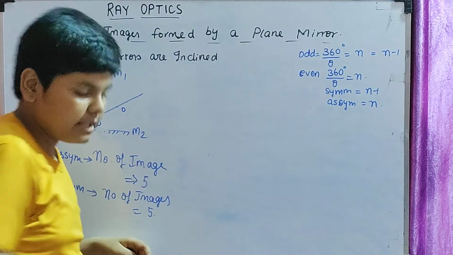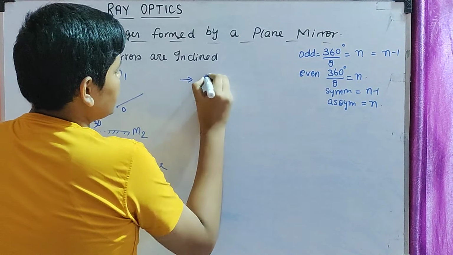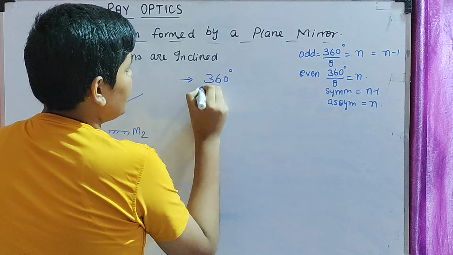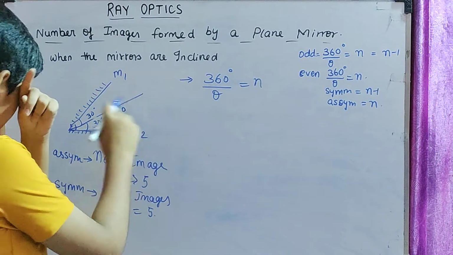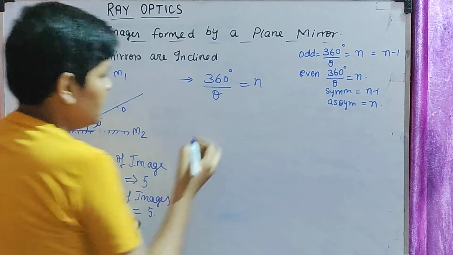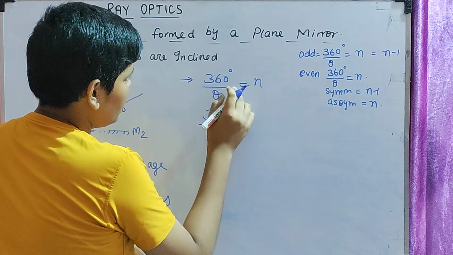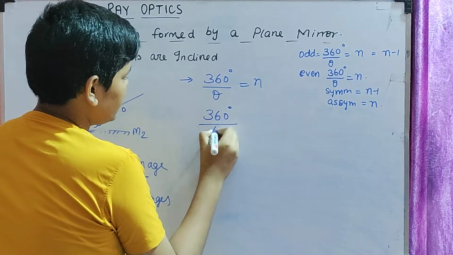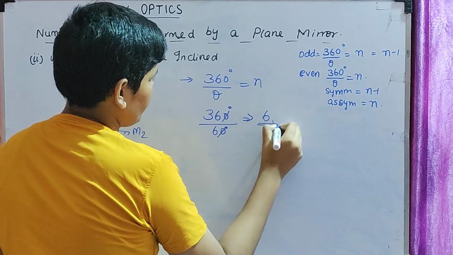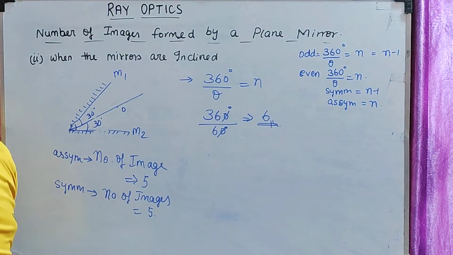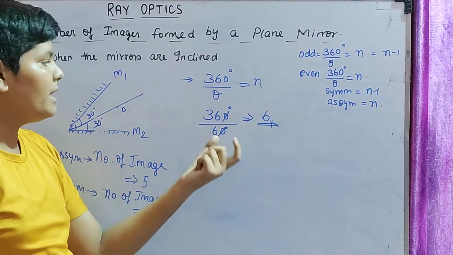But if you want a trick, this trick we are going to check it now. 360 degree by theta is equals to n. So what is the theta over here? What is the sum of 2? It is 60 degree. So 360 degree divided by 60 degree. So here theta is 60 degree, right? Here we will get 6. So here we are getting the answer n is equals to 6.